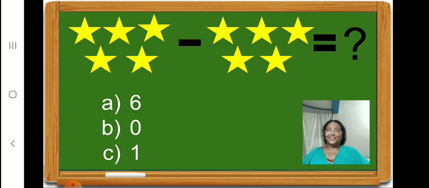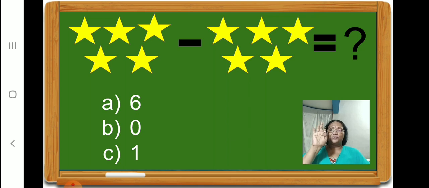Here, children, we have 5 stars on the left hand side and we have 5 stars on the right hand side also. That means we have to minus 5 from 5. Now, again, using your fingers, children, you can subtract this. Open 5 fingers. Now, take away 5 stars, isn't it? So, we are going to fold 5 fingers.